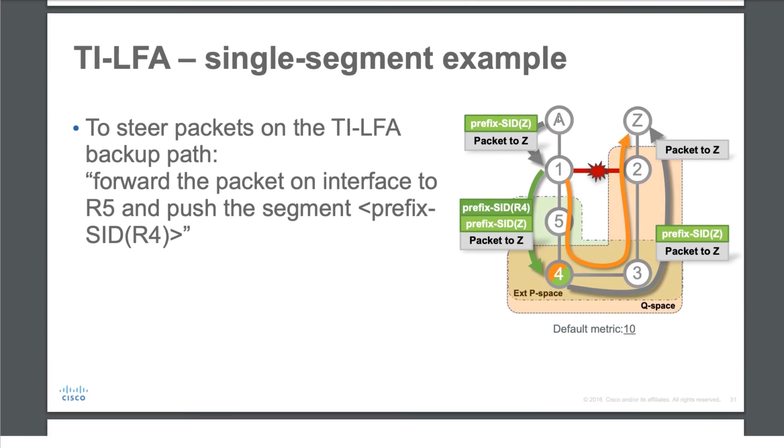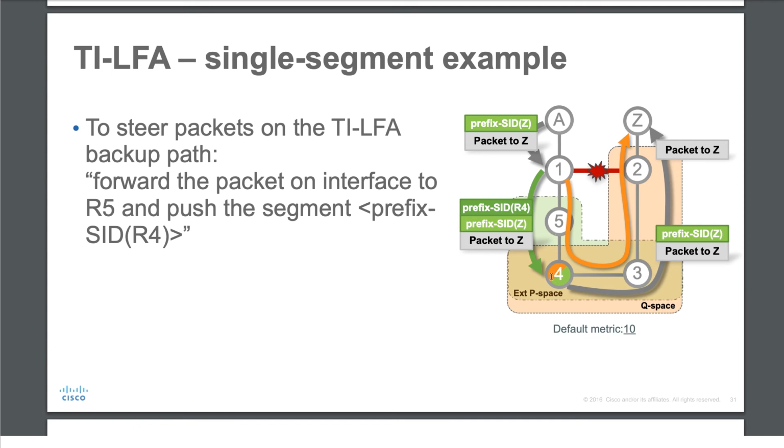Now when initially the traffic was sent from A to Z, the forwarding table or the label stack only had the prefix set of Z, and the packet was sent to 1. The link failure happened between 1 and 2. Now when the backup path is being installed, we are adding one extra label onto our label stack, and that is the prefix set of node 4. So we are saying, okay, from node 1, do not go to node 5, but go to node 4. And obviously to reach node 4, it is internally using node 5.